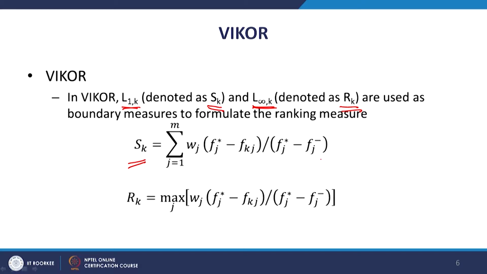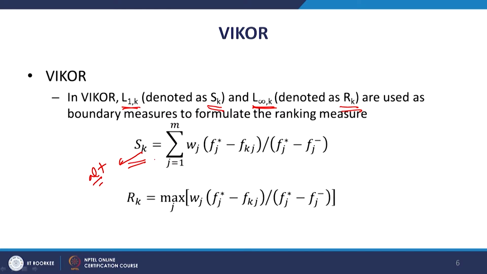So, this is what we get. Sk is now the summation over the criteria, and this is the expression Wj, the weights of criteria, multiplied by the expression Fj star minus Fkj divided by Fj star minus Fj minus in superscript. So, this is Sk. Here we are taking the summation, where k is standing for the alternative.